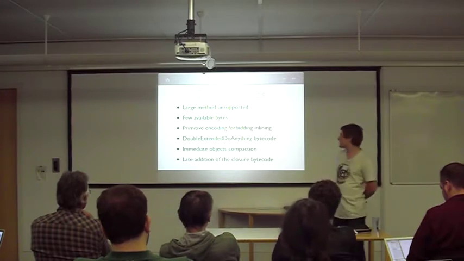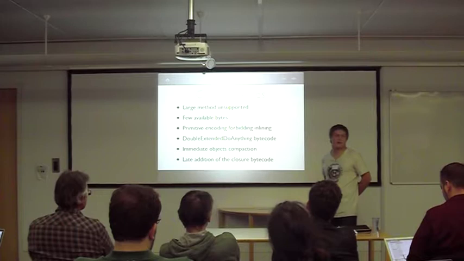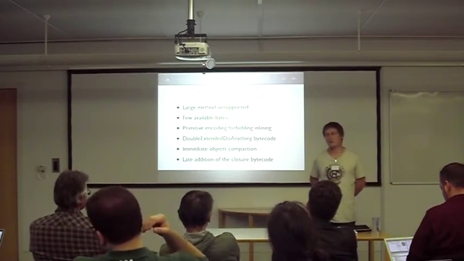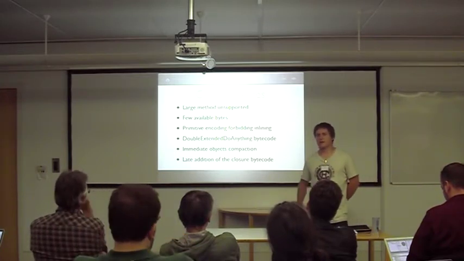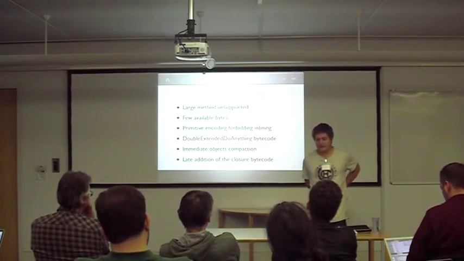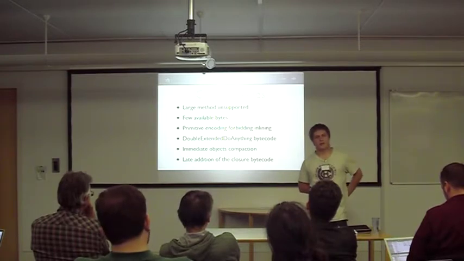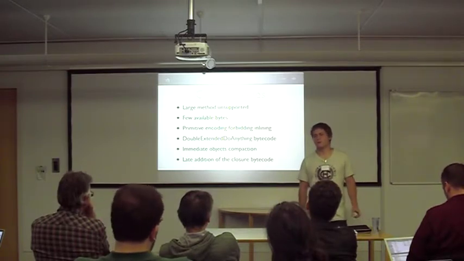Then immediate objects such as small integers are never encoded directly in the bytecode. They are in the literal frame, and we will save quite some memory by encoding 16-bit small integers directly in the bytecode. And lastly, the closure bytecode was added in the end, and there were very few available bytes, which sometimes made the encoding a bit complex.